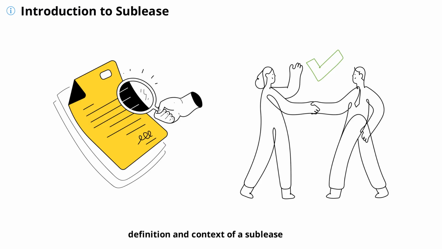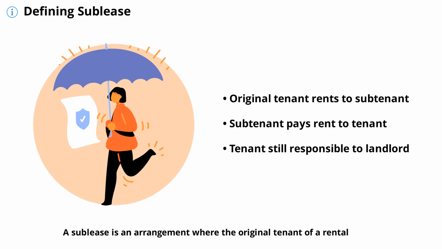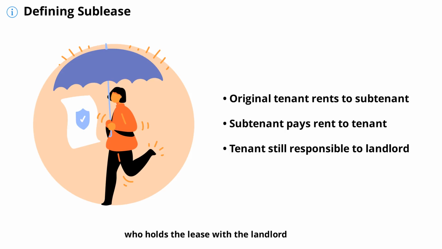Let's start by understanding the basic definition and context of a sublease. A sublease is an arrangement where the original tenant of a rental property rents out all or part of that property to another person, known as the subtenant. This means the original tenant, who holds the lease with the landlord, becomes a sort of middle person. The subtenant pays rent to the original tenant, who in turn continues to pay the landlord. This setup can be useful if the original tenant needs to move temporarily but doesn't want to break their lease. It's important to note that the original tenant remains responsible to the landlord for the lease terms.